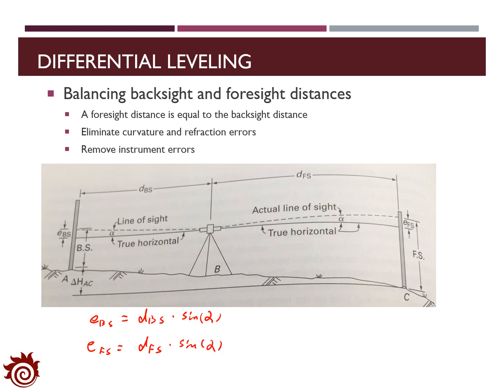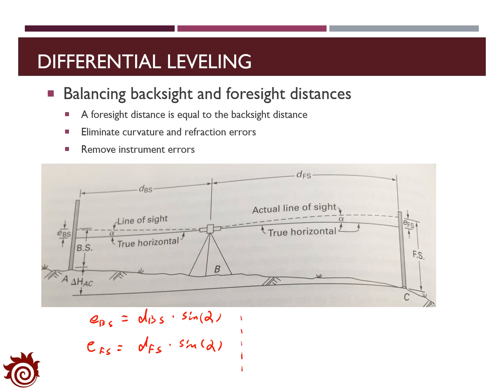With these errors, we are unable to use the difference between the readings from point A and point C to identify the difference in elevations. So we want to balance the backside and foreside distances so that we can remove these errors.